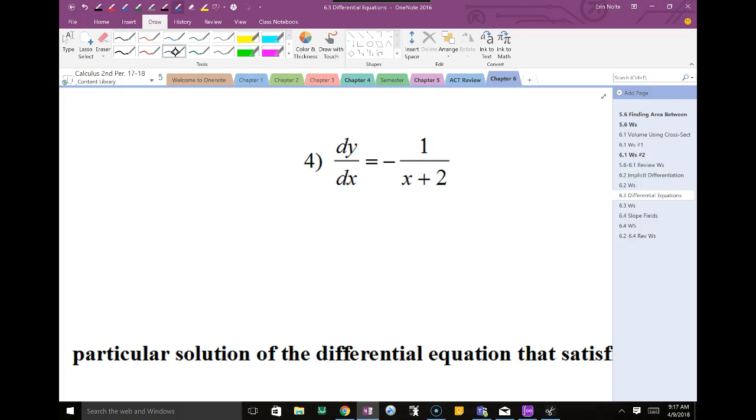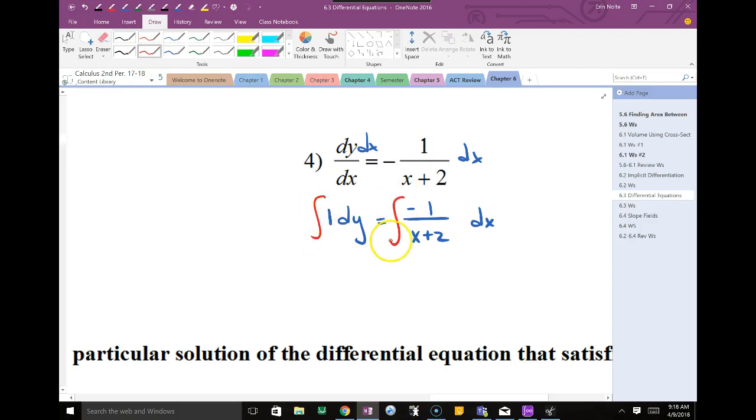All right, so I'm going to multiply by dx. So you get dy equals negative 1 over x plus 2. Let's see if you remember this rule. This is one we just learned not too long ago. Okay, you can throw the 1 in front. So now what's my next step?